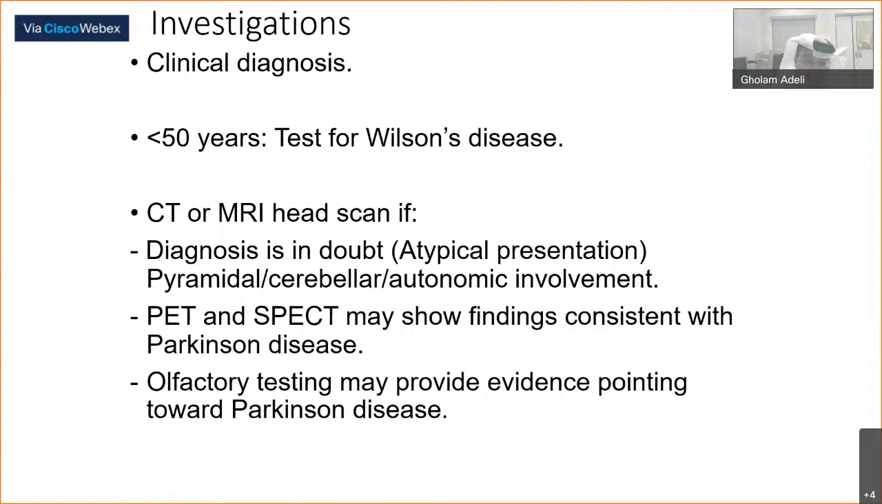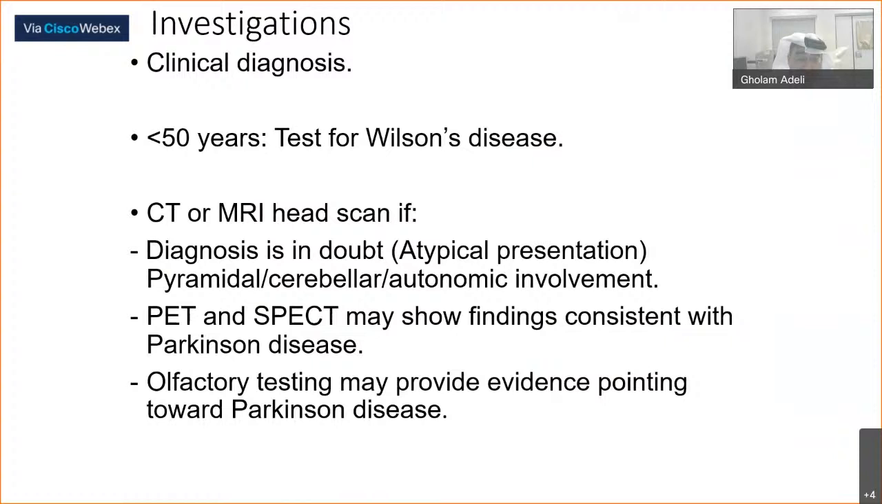As we said, clinical diagnosis is still the gold standard, and you apply it: unilateral rest tremor, bradykinesia, and response to levodopa, etc. If you are below 50 years, and before we used to say below 40 years, you think of Wilson disease, which is autosomal recessive, and it's a copper accumulation in the body. And it's curable if you diagnose it early. Unfortunately, in some of the cases I have, they missed the diagnosis.